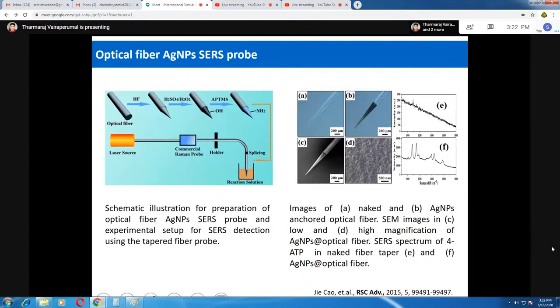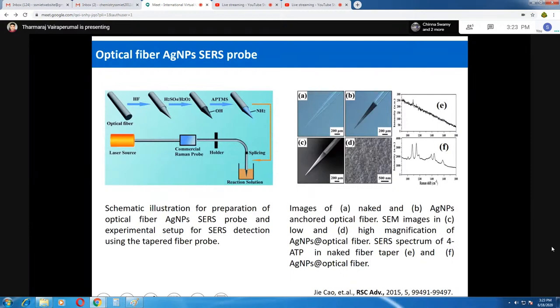The laser source is connected through the fiber to sense anywhere at a distance, using the sample and collecting the signals through the fiber. It's a very useful technique for remote sensing. Here, clearly seeing the SEM image, the tip of the fiber is magnified, and it is highly magnified on the surface of the tip of the fiber.